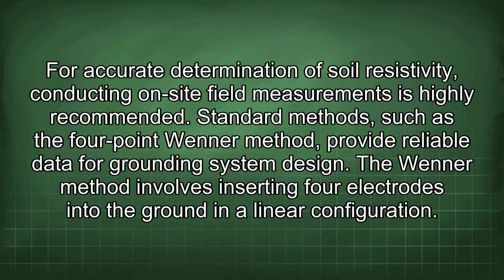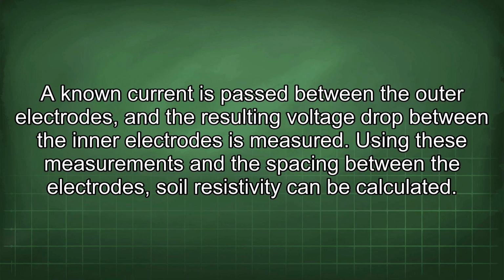The Wenner method involves inserting 4 electrodes into the ground in a linear configuration. A known current is passed between the outer electrodes, and the resulting voltage drop between the inner electrodes is measured. Using these measurements and the spacing between the electrodes, soil resistivity can be calculated.